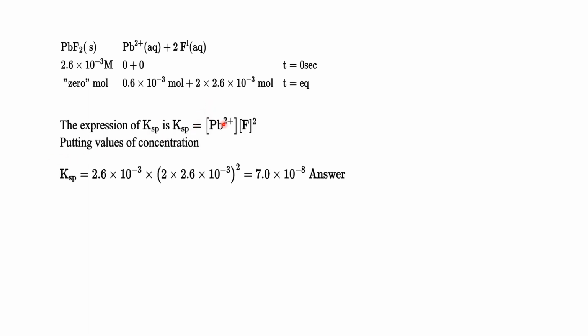The expression for Ksp में आप values substitute करेंगे. Pb is 2.6 into 10 raised to power minus 3. F is 2 into 2.6 into 10 raised to power minus 3, squared. The answer would be 7 into 10 raised to power minus 8.